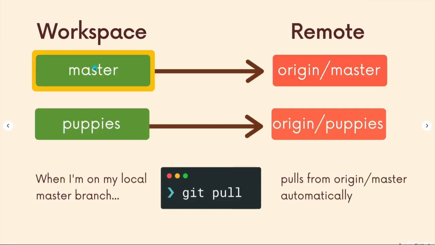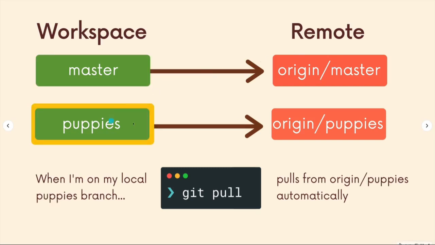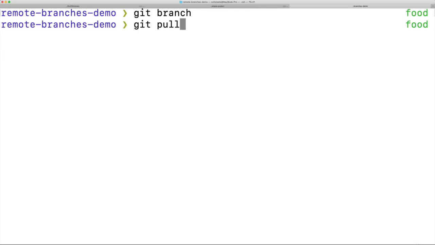If I'm on the master branch and I run git pull, Git will automatically default to origin as the remote and master because I'm on the master branch and currently the tracking branch, the default value is origin master. So same thing with puppies. If I'm on the puppies branch and I run git pull, it's just a way of saying, please get the latest changes and pull them down, merge them into this branch from the remote version, from the origin version of puppies. So it's really common to do this because that's normally where you want to pull changes from, right? If I'm on the food branch, I want origin food.